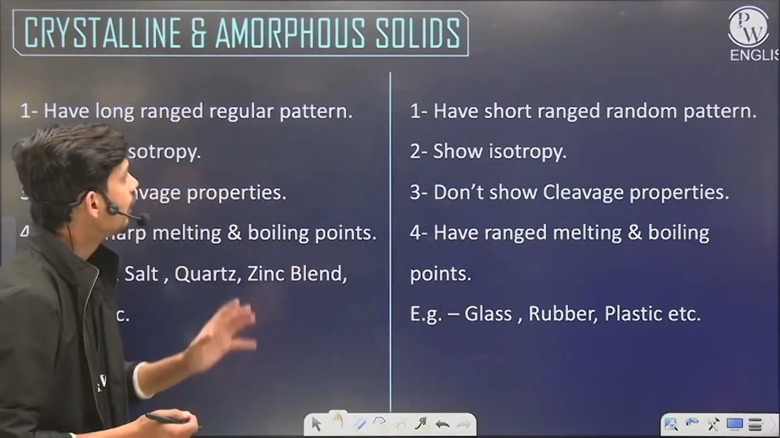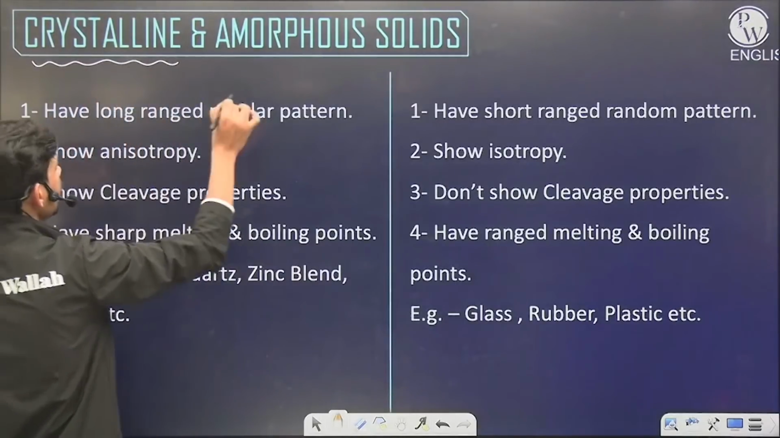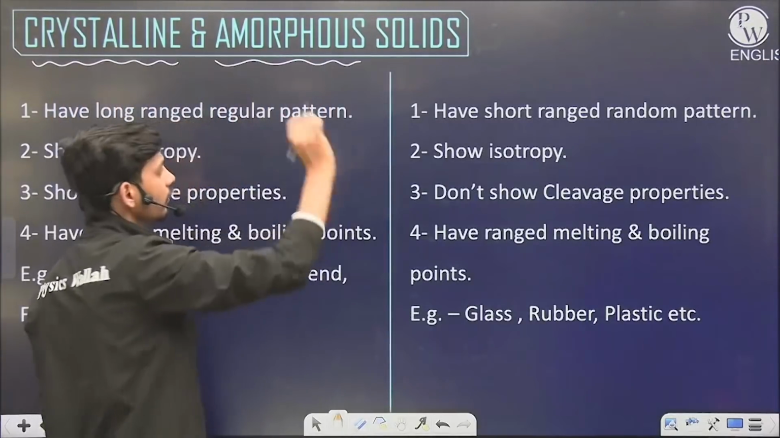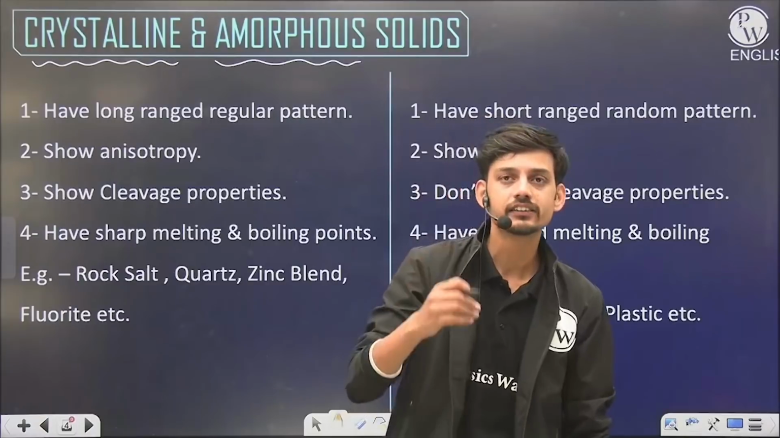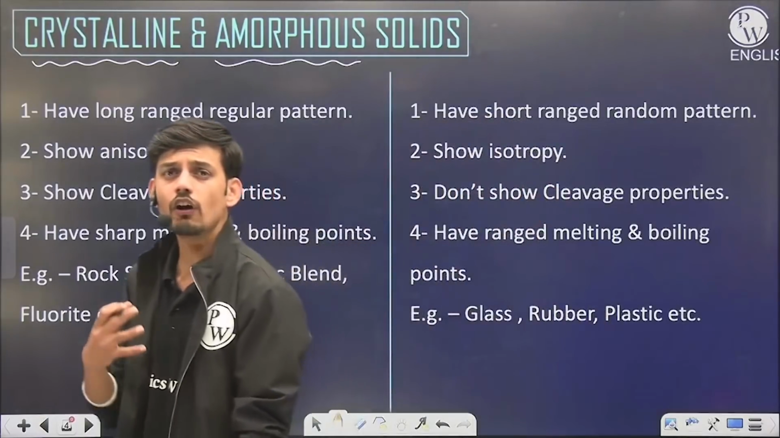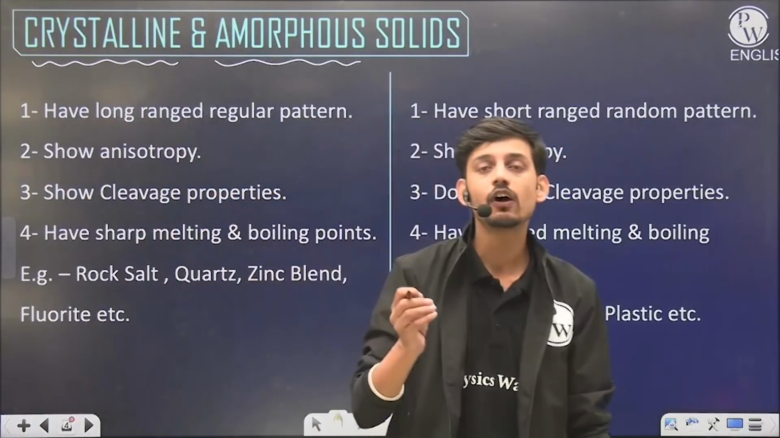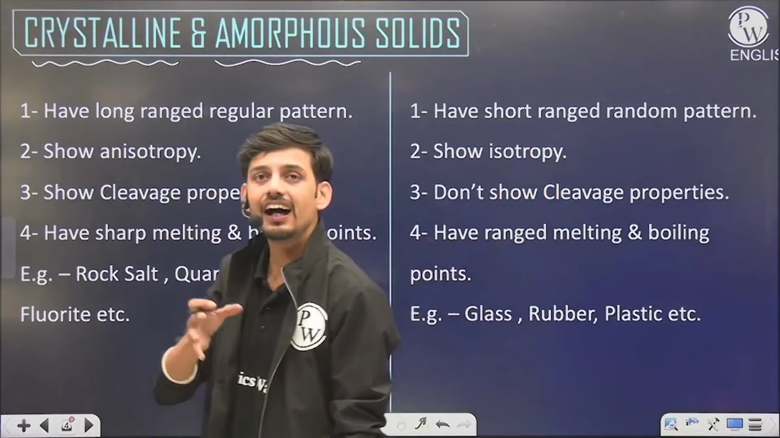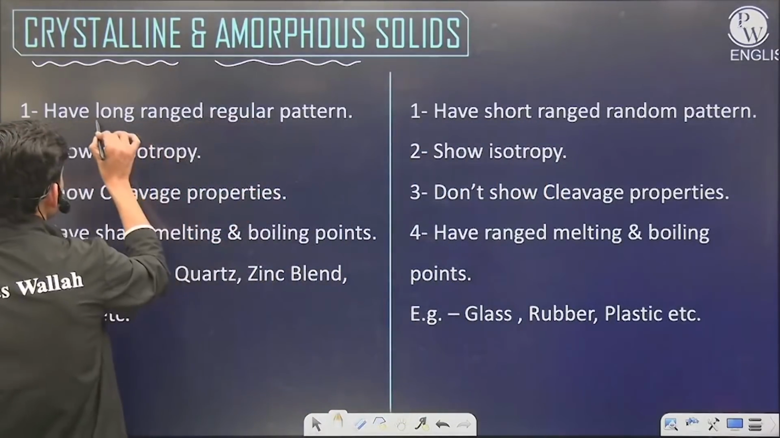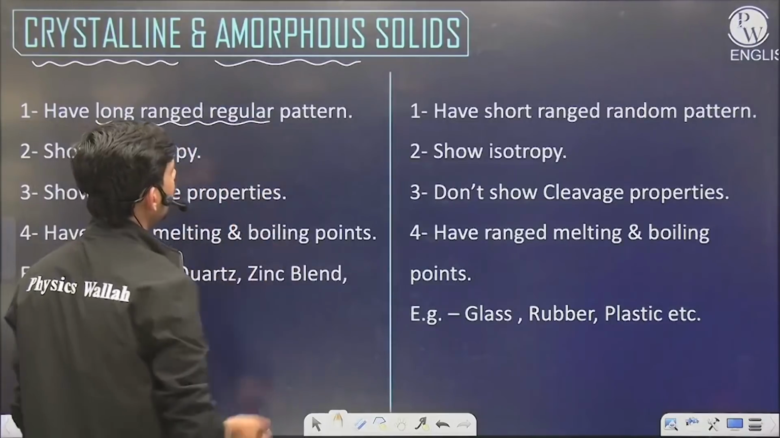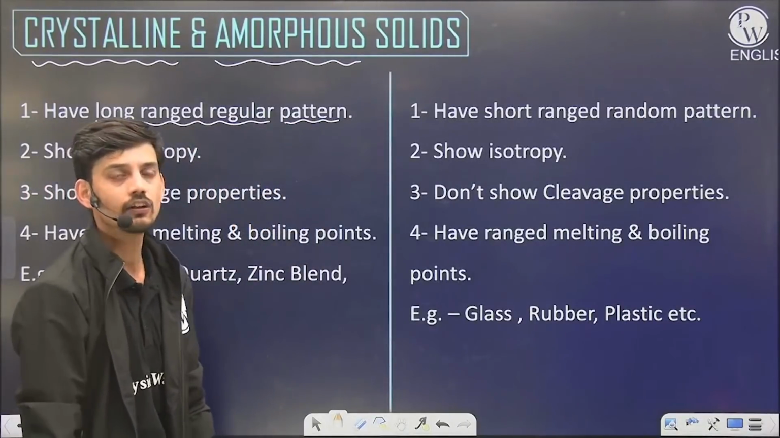Now, we can divide the solid into two types. One is crystalline solid and another is amorphous solid, on the basis of how a solid is structured or formed. If we talk about the crystalline solid, the word crystalline suggests itself that the solid has a perfect or regular long-range order. If a solid has a regular long-range order or pattern, then those solids are called crystalline solids.